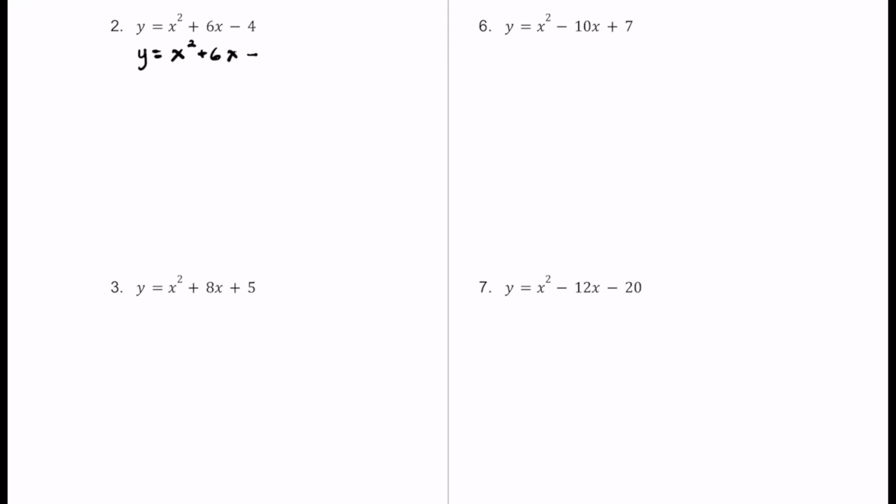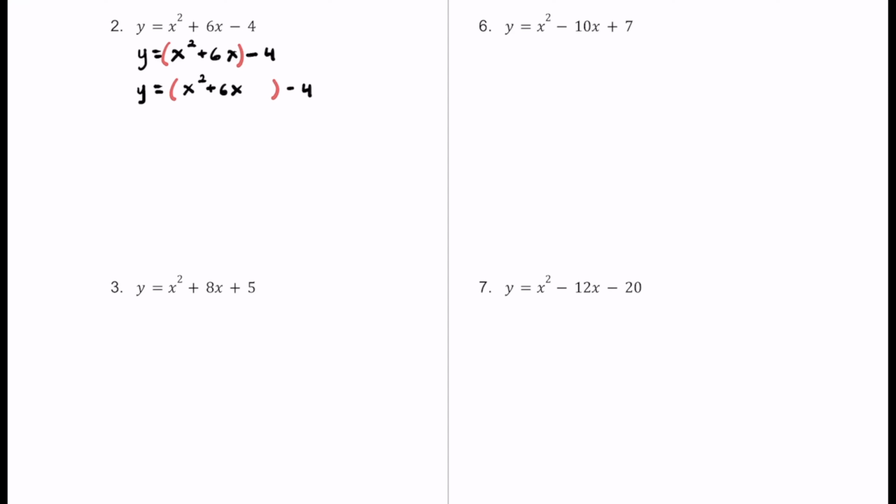Once we copy it down, what we want to do, just like in the last example, is group the first two terms, the ones that have the x value. So let's group it just like that. Next, I recommend that you space it out a little bit differently so that we have room to actually complete the square. Right now in the parentheses, we don't have a perfect square yet, but we're going to complete that in just a moment, okay?